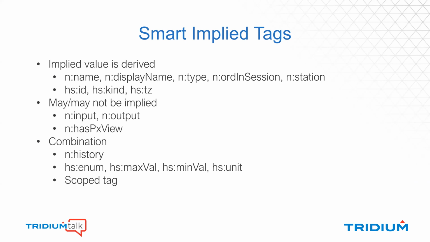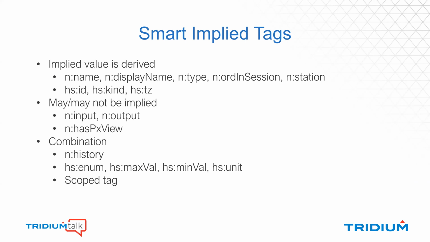For example, the input tag will be implied on non-writable points, and the output tag will be implied on writable points. And new for 4.10, we have an implied tag has PX view. That will be implied if the component has a PX view associated with it. Some smart implied tags kind of use a combination of those strategies.